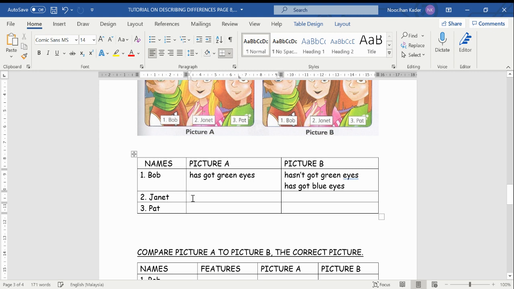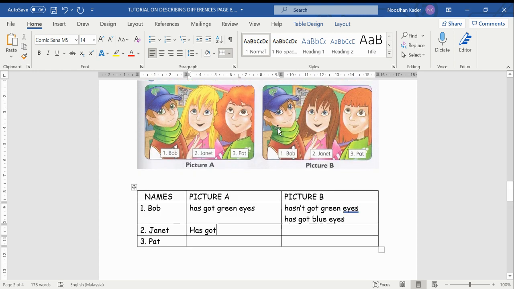Okay, so now the second one, Janet. You can see Janet has got blonde hair. Here, does Janet have blonde hair? No, she has got brown hair. So Janet actually has got brown hair. So you have to refute this statement, has got blonde hair.